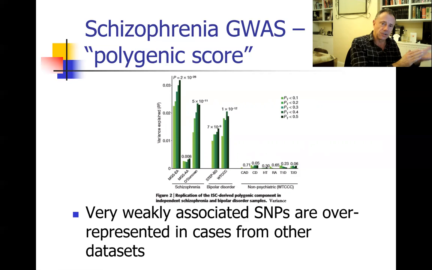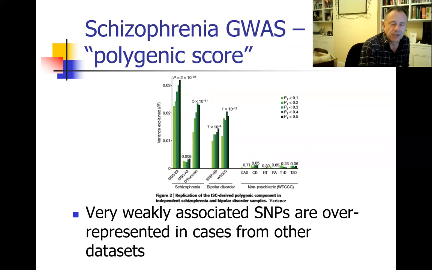And what you can do is take that risk score and look at it in other people, and you can see a statistically highly significant association between the polygenic risk score and the risk of schizophrenia in a completely different sample. So these are the p-values for that effect in different schizophrenia samples, and you see very, very low p-values. So there's definitely something going on with this cumulative effect of SNPs that you're picking up. It's somehow picking up something about the genetic risk of schizophrenia.